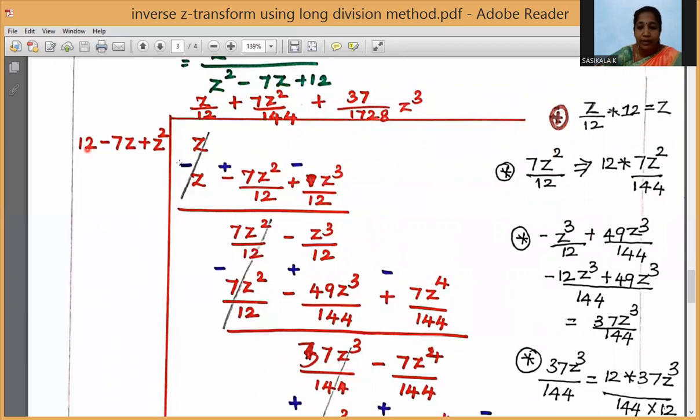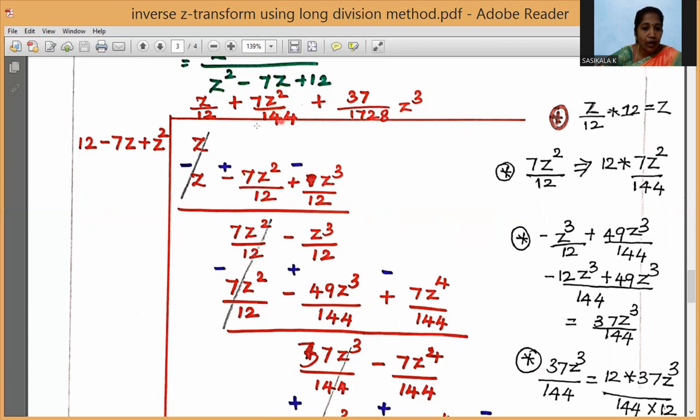In the first term I am having 12. So the quotient I have to take is 7z²/144. This 12 and 144 will get cancelled, so I'll be getting 7z²/12. So this is my second quotient term. Plus 7z²/144, so 7z²/144 into 12, I'll be getting 7z²/12.